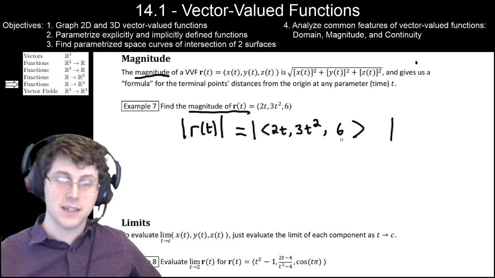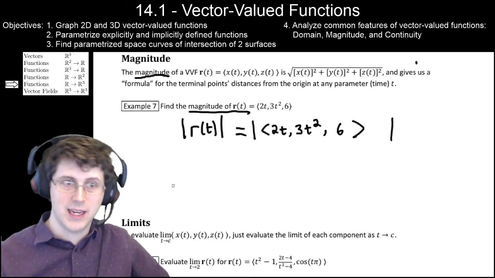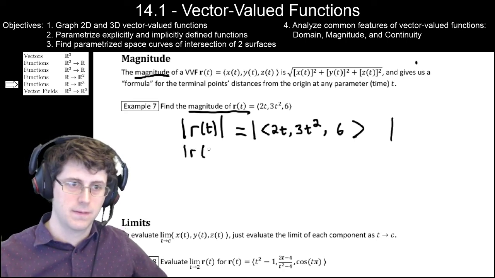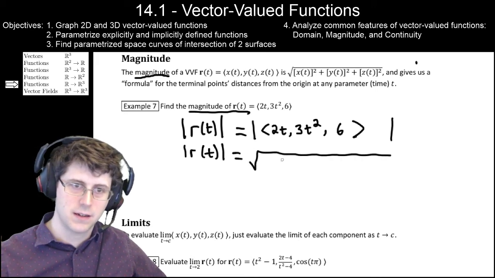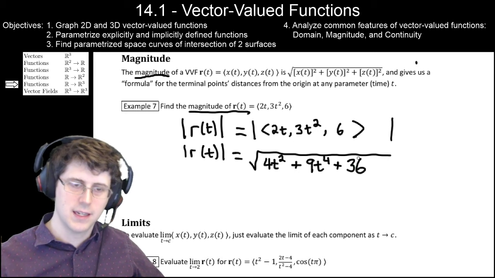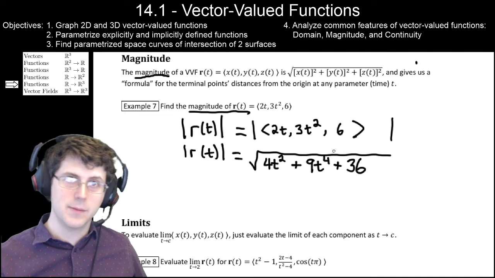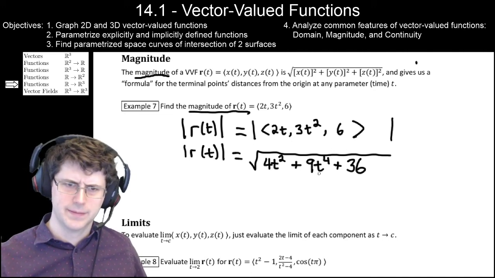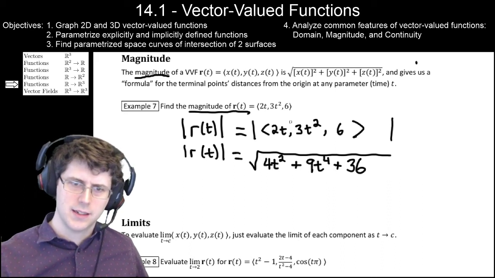Then you can find the magnitude of this vector. And it's a little strange because we don't know what t is, but that's okay. We know how to find the magnitude of a vector. Square each component, add them together, and take the square root. It's possible that this simplifies in some way. If it simplified in some way, we would need the inside to be a perfect square. So let's just see if it is.